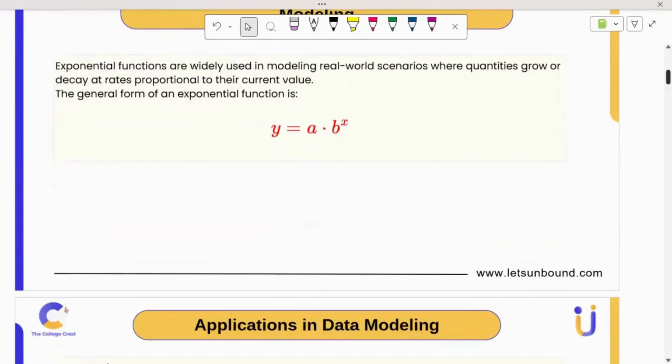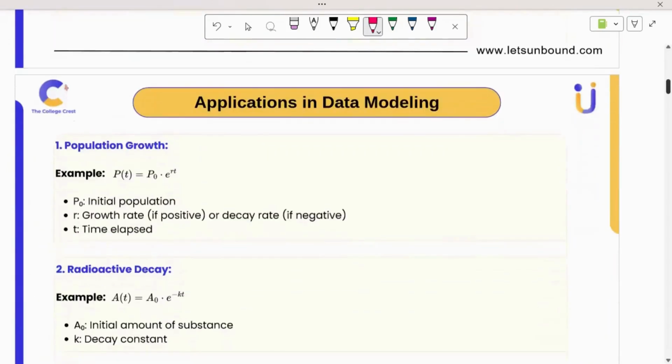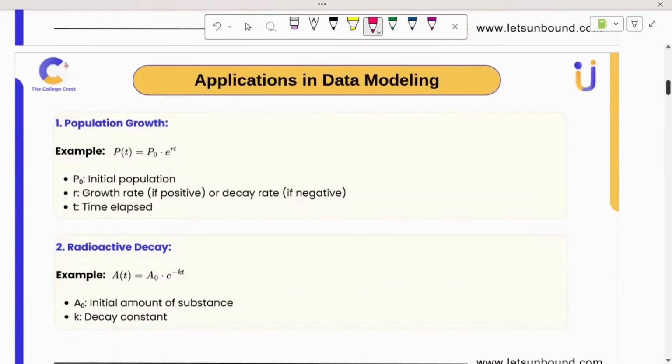So let's go. We know this is very basic, but still I'm starting with that. Exponential function will look like a times b^x, a very basic form. A is your initial value, b is a factor which decides whether it's going to grow or decay, right? Now, applications in data modeling.